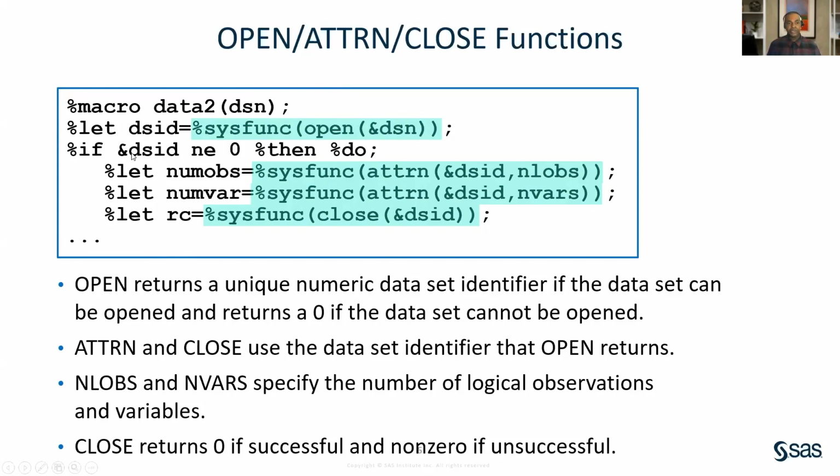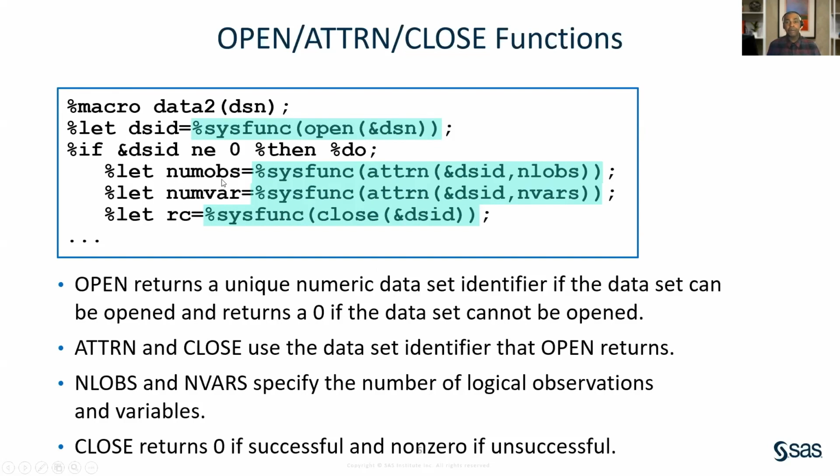Next, I check the value of that macro variable we created with the open function on the table. If it's not equal to 0, %then, %do the following. So let's look down below. What happens when you open it, if it was successful, it will return a unique number, some integer value. If it wasn't able to open up the table, let's say it doesn't exist, it will return a 0. So if it doesn't equal 0, that means it was successful.